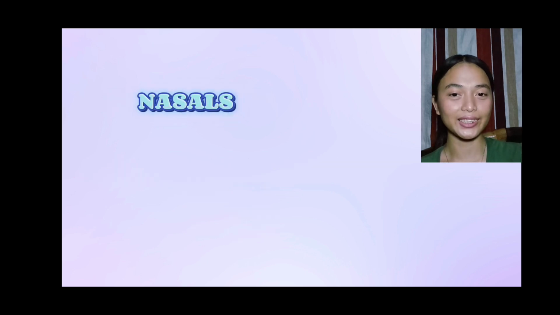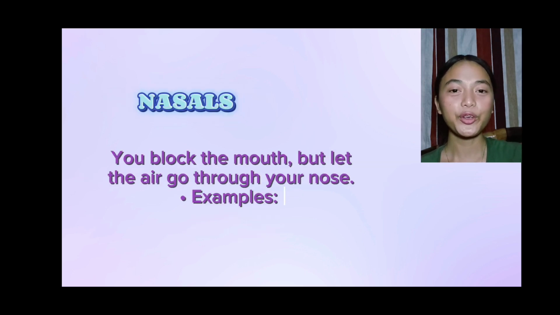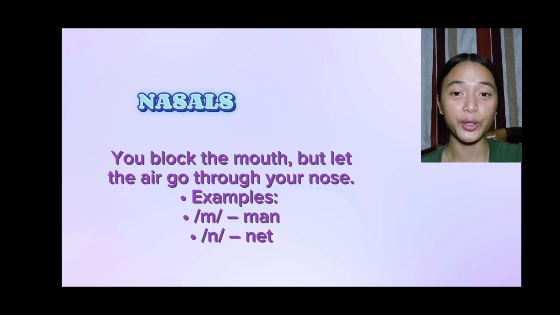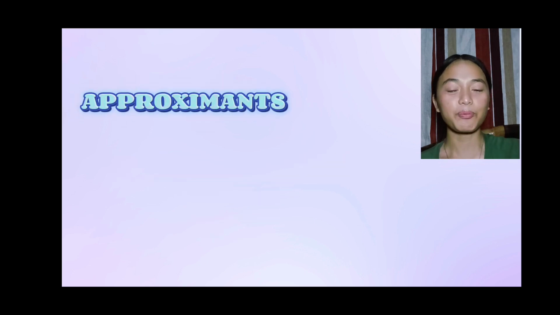Next is nasals. This is what happens when you block the mouth but let air go through your nose, like m, n, as in man and net. Next is approximants.